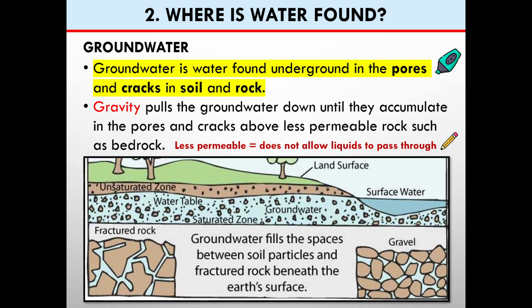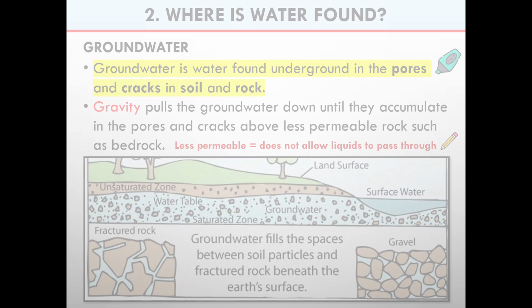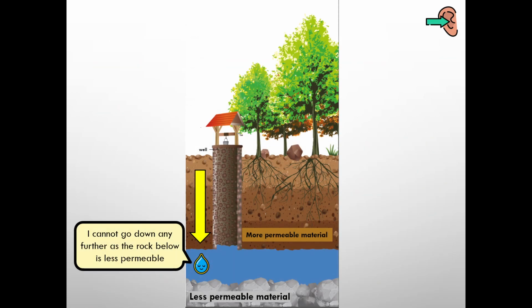All right, so make the necessary highlights as well as write down this over here. Less permeable equals does not allow liquids to pass through because the pores or the cracks are really small or there's no cracks or pores at all, water cannot enter. So you see our friend Walter here, he cannot go down any further as the rock below is less permeable. So he will stay within this zone. Water will accumulate in this area over here.